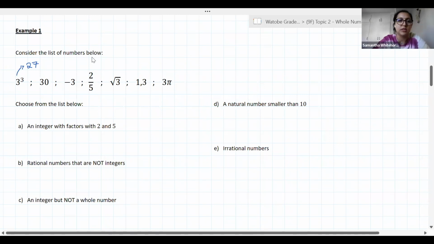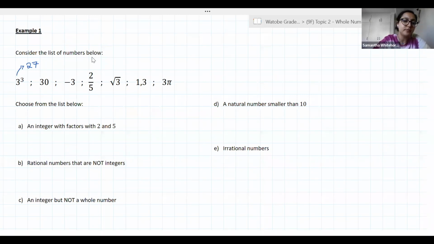30 is 30. We don't need to simplify that anymore. -3, 2/5. Square root 3, we can't square root 3. We will get a whole long decimal, so we just need to remember that. 1,3 and then 3 pi. So from this whole list of numbers, what we want to do is find a number that is an integer with factors of 2 and 5.